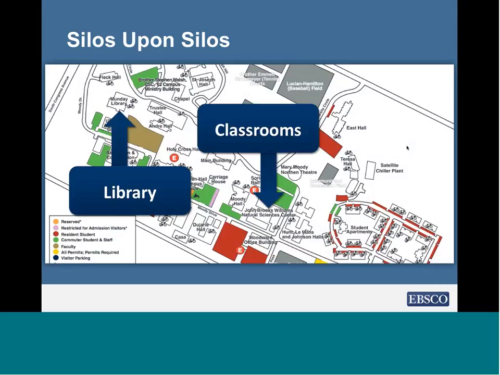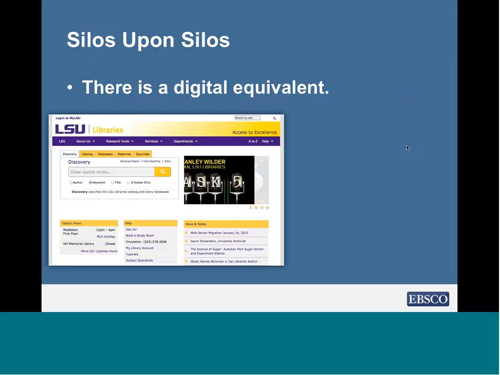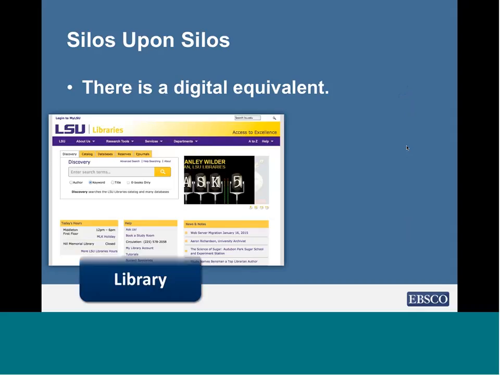So if we think about the physical setup of a campus, the library is often a building in and of itself. It's a place where you go, but it's not where you go to hold classes. The digital environment has an equivalent. For example, this is LSU's library website. It's got its own web address, library.lsu.edu. But again, it's something separate from where teaching and learning happens.